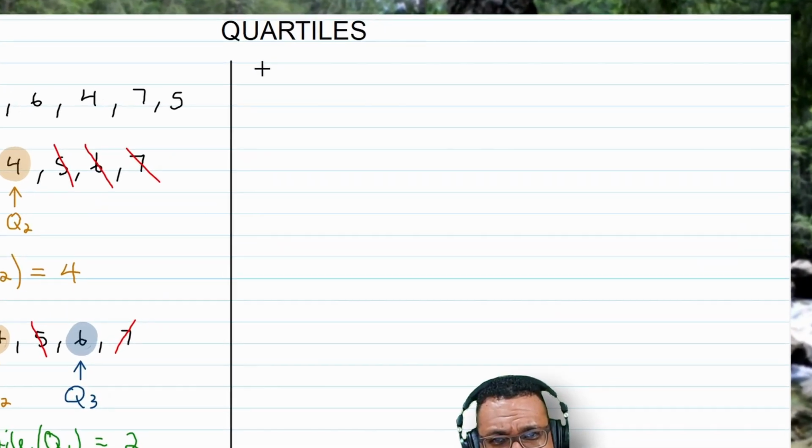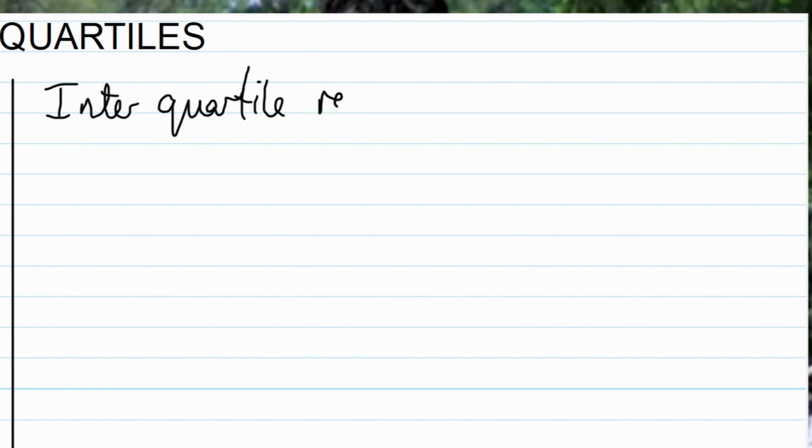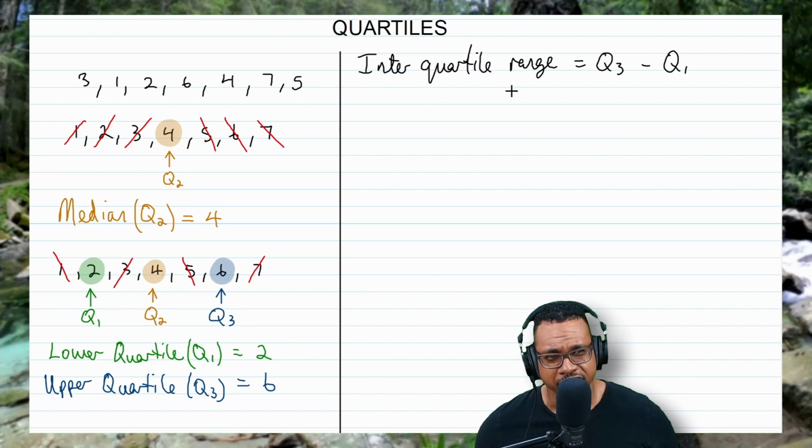So I'll put that my interquartile range is equal to my upper quartile, which is Q3, take away my lower quartile, which is Q1. So instead of writing interquartile range, I can write IQR for interquartile range and put is equal to, and my upper quartile Q3 is equal to 6, and my lower quartile Q1 is equal to 2. So that'll be 6 take away 2. So my interquartile range is equal to 4.